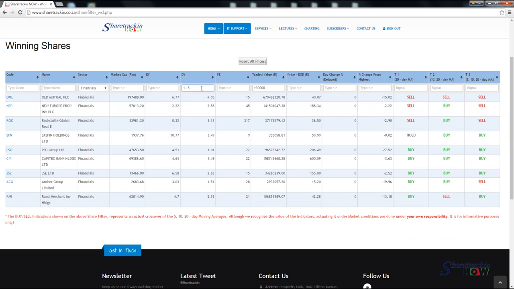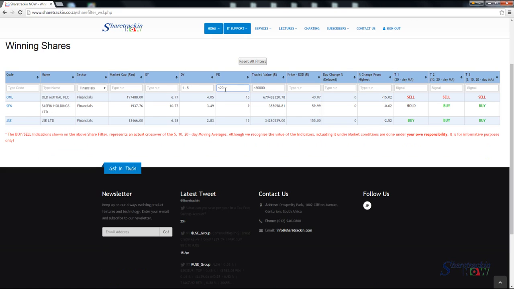The next factor you can look at is the price earnings ratio. The idea is that when comparing shares to each other, you don't want to look at a very high price earnings ratio. The average currently in the market is about 20 times earnings. So you can say you only want to look at shares with a price earnings ratio of below 20.